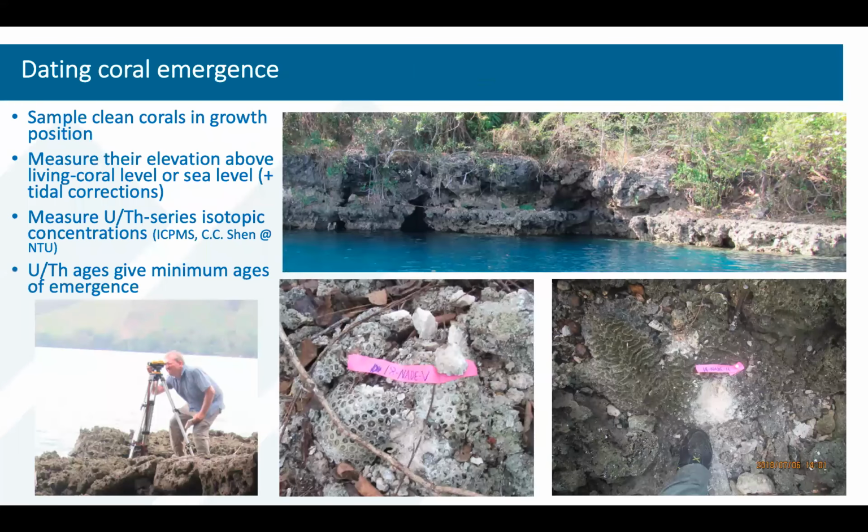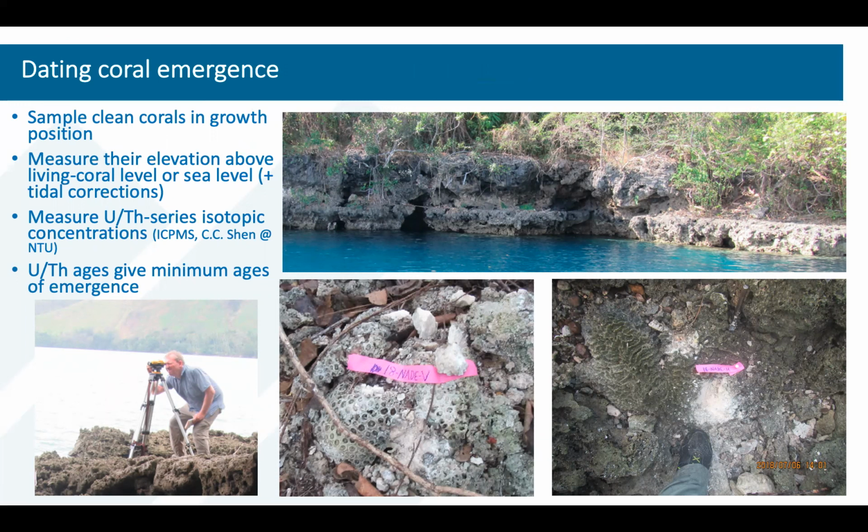So how do we actually sample and date these? Well, we go out in the field and we survey. This is my advisor, Luke, doing some surveying. We measure the heights and the relative elevations of these platforms relative to one another and relative to living coral level down here in the water. We then sample the most pristine, intact, in-growth position corals that we can find. So we want to avoid any that have terrestrial sedimentation that's infiltrated and turned them a brown color rather than this pristine white.